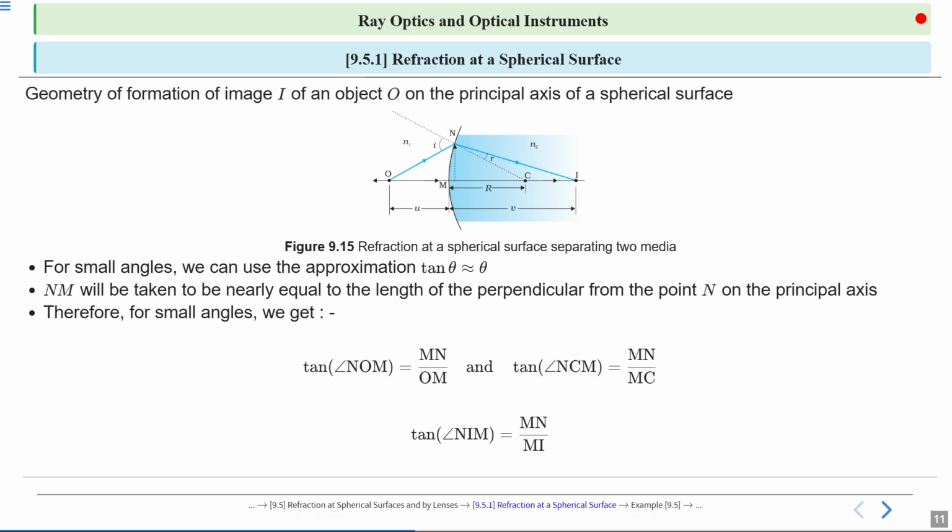So tangent of NIM. What will be the tan NIM? Perpendicular upon base. The perpendicular is NM again, or MN. The base is MI in this triangle NIM. So we have found the tan of angle NOM, tan of angle NCM, and tan of angle NIM.